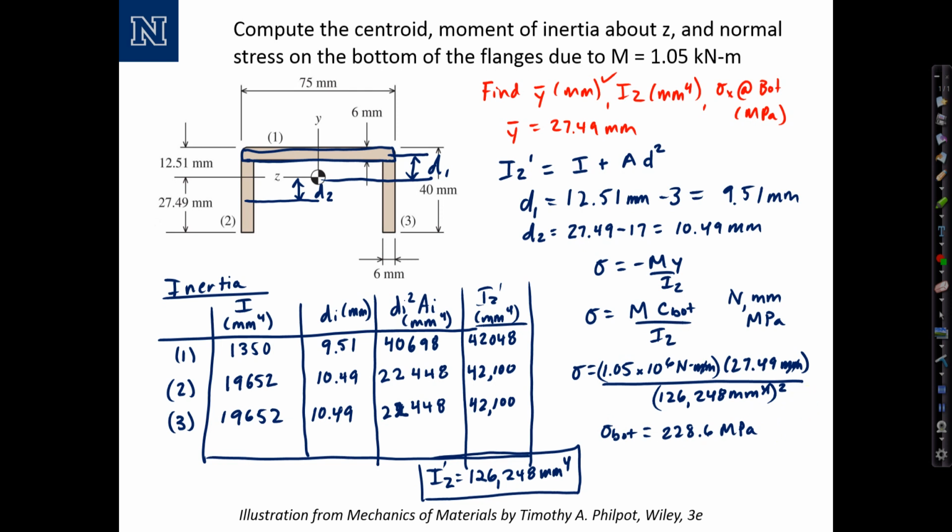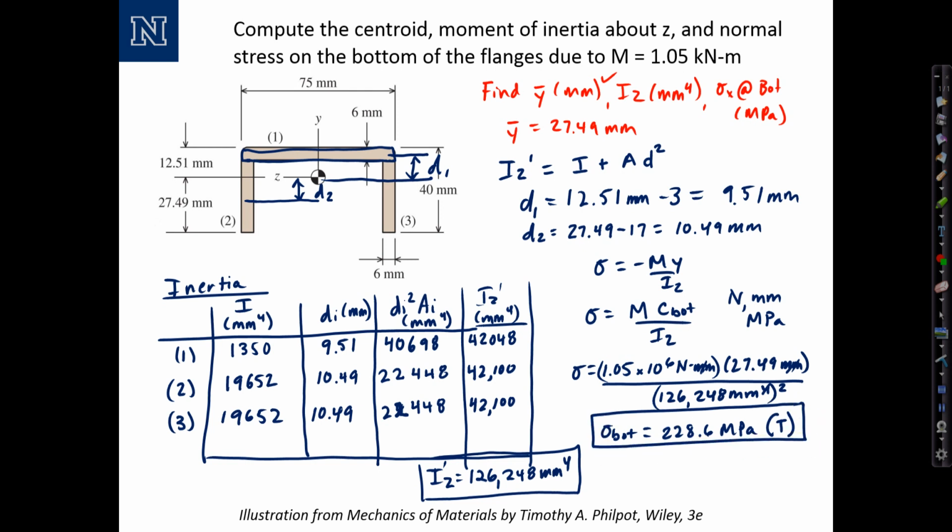And the last thing is the sign. By inspection, I'm applying a positive moment, so that's going to cause my beam to bend upward in a smile, and as a result we'll have tension on the bottom and compression on the top. So stress at the bottom is going to be tensile or positive.